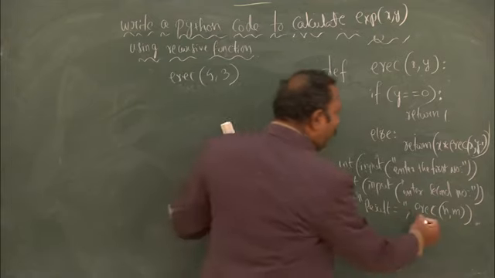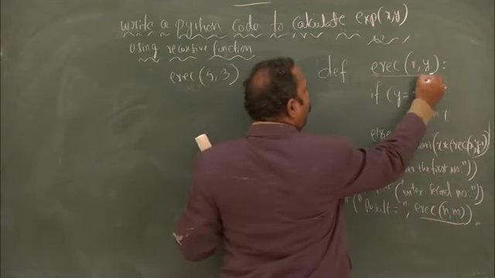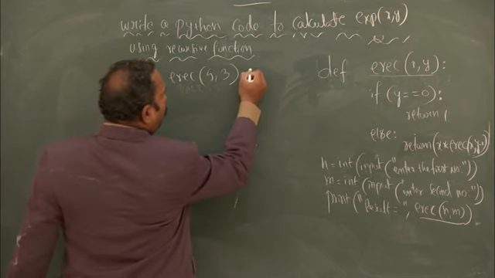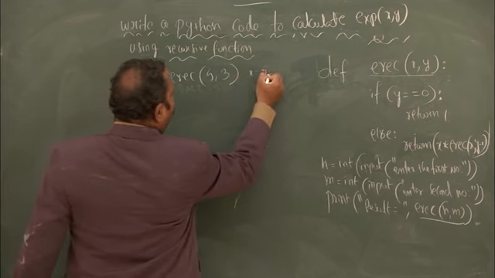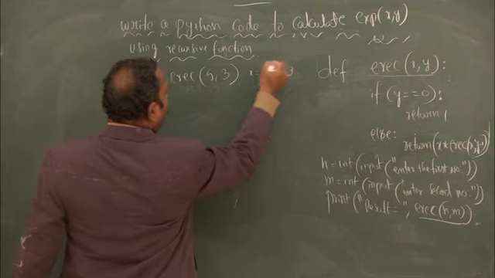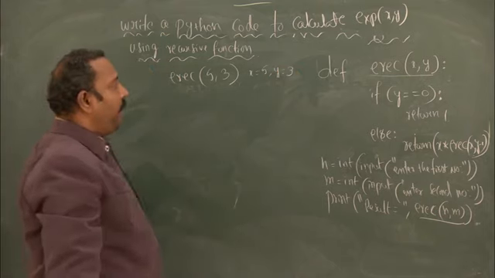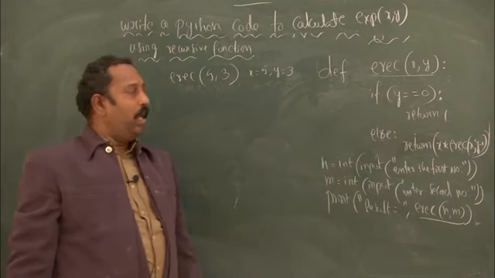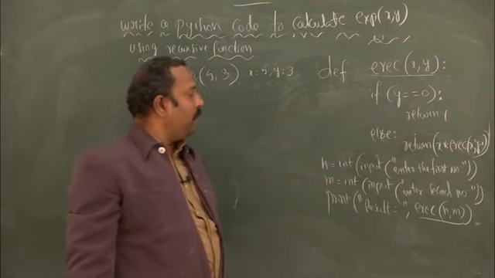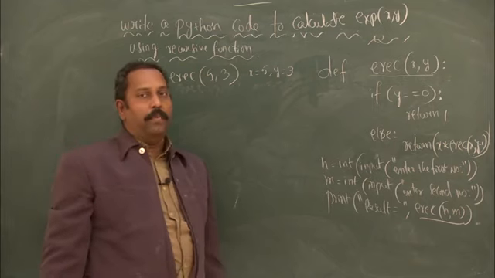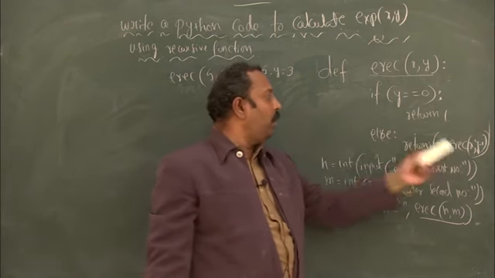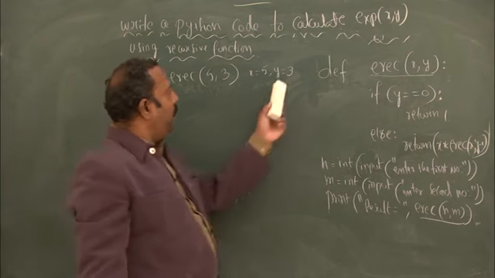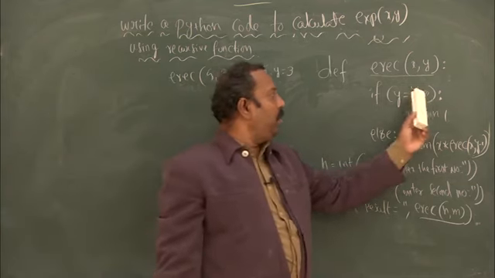Whenever there is a function call, the control will go to the definition of the function, and here x gets value 5, y gets value 3. If y equal to 0, return 1, else return x into EREC of x comma y minus 1. That means it is a recursive call again. So what will happen here? Here y value 3 equal to 0, condition is false.